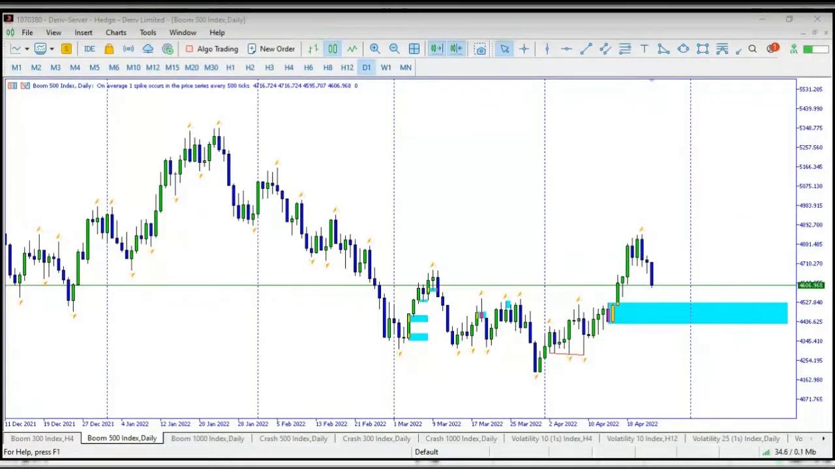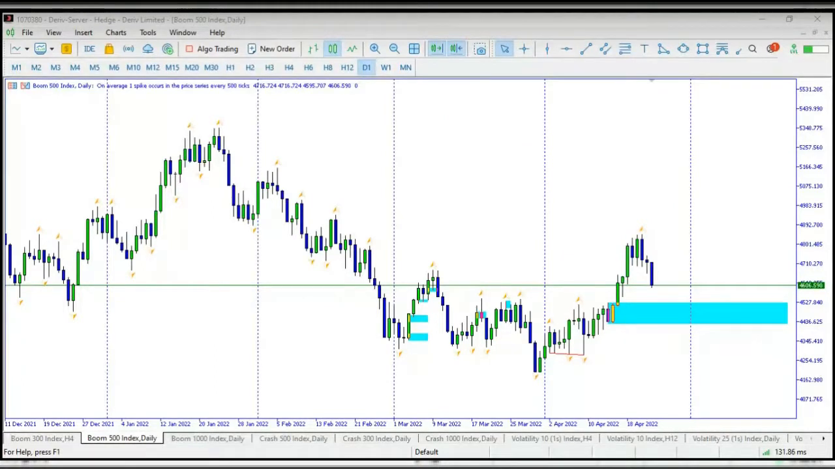Okay, so we're having a series of... So what happened here? There was a breakout structure. What happened here? External liquidity sweep. So we take this place as our institutional zone.